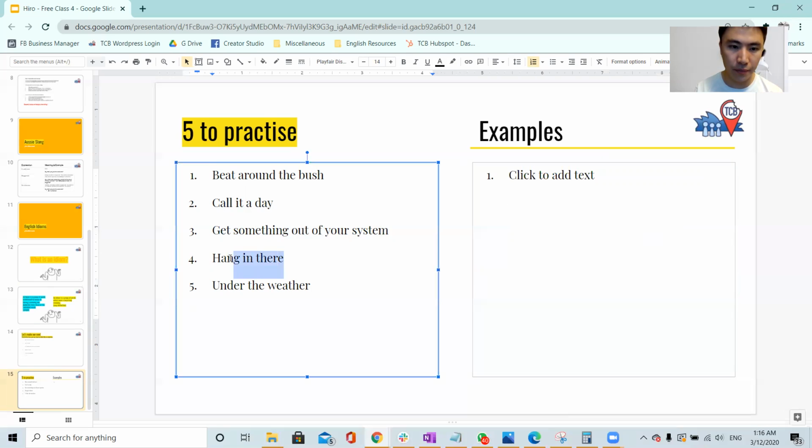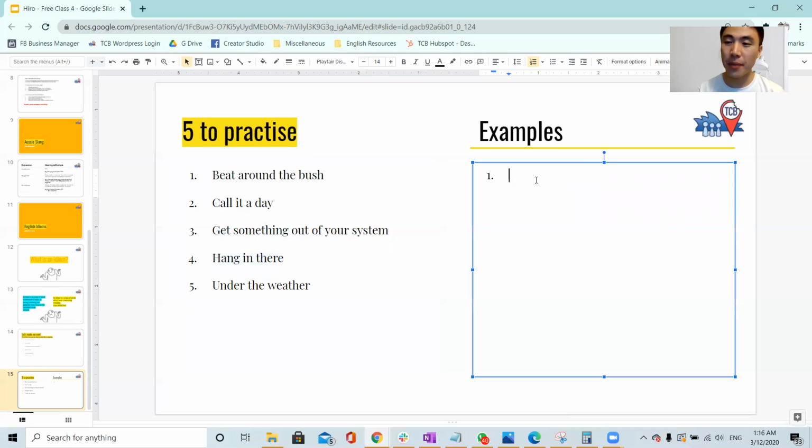Okay, 4th one. Hang in there. So the common problem when people look at idioms is they take it literally. If someone told you to hang in there, you may ask, what do I hang on to? There's no bar. There's nothing to hold or hang. But hang in there is also used to mean don't give up. It's nearly over. Don't give up. Okay, here's an example.